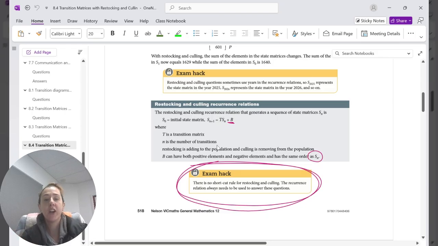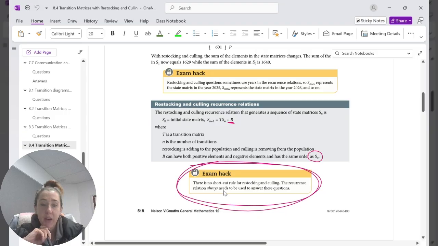So the recurrence relation, remember there is going to be two parts to the recurrence relation. So we have our S0, which is our initial state. We have our comma. We have the next number in our sequence is equal to our transition matrix multiplied by our previous value plus our B. Now B is that restocking and culling. So it can have both positive elements and negative elements, but it must be the same order as S of n. Okay, otherwise, remember, we can't do that addition.